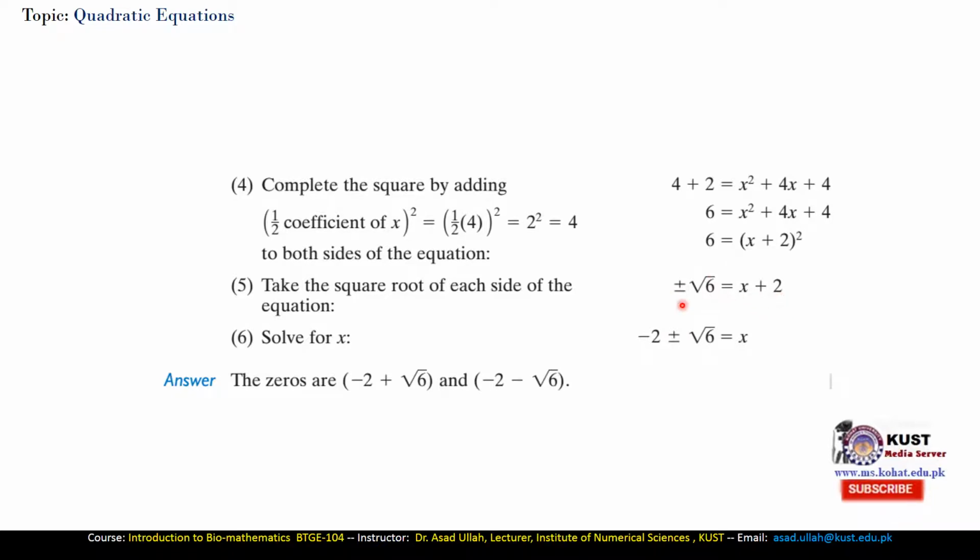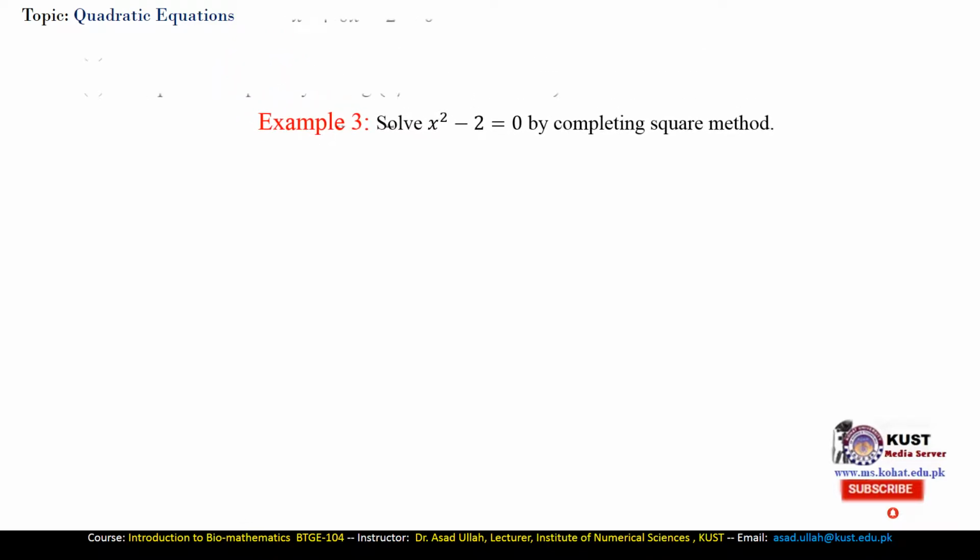Now shifting 2 to the left side, we get x is equal to minus 2 plus minus square root of 6. So we get two roots, that is x is equal to minus 2 plus square root of 6 and minus 2 minus square root of 6. A quadratic equation always has two roots because this is a polynomial of degree 2. So the two zeros are minus 2 plus square root of 6 and minus 2 minus square root of 6. Zeros means the solutions of the given quadratic equation.